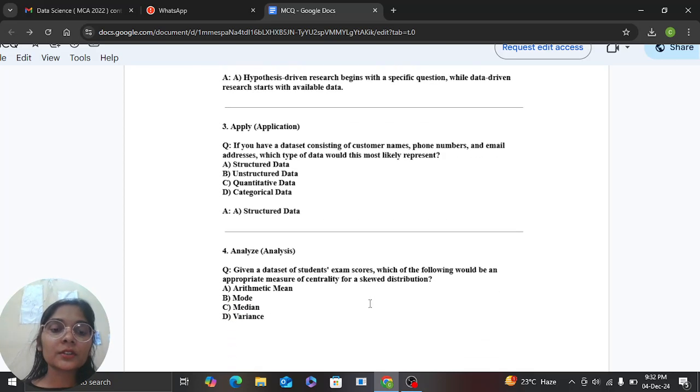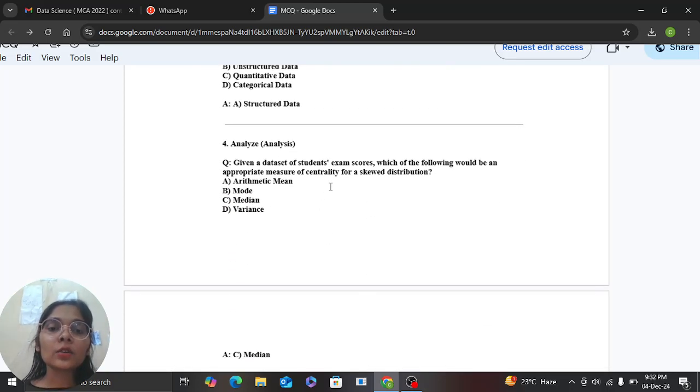Now the another question is, given a data set of student exam scores, which of the following would be an appropriate measure of centrality for a skewed distribution? Now, firstly, we need to understand which measures of centrality apply for the skewed distribution. For this, we always use the median to find out the skewed distribution.